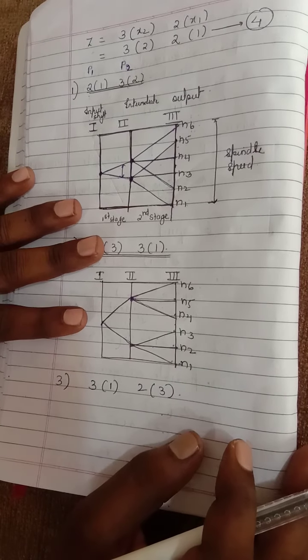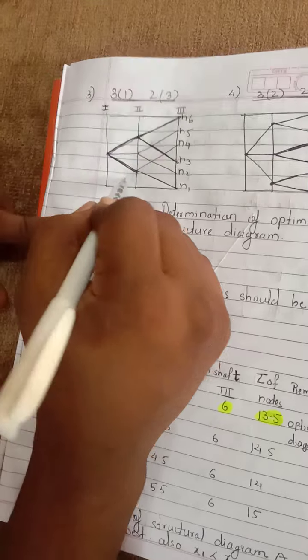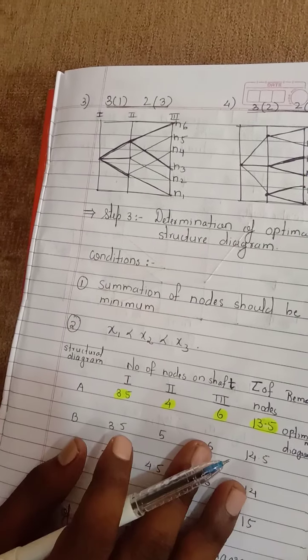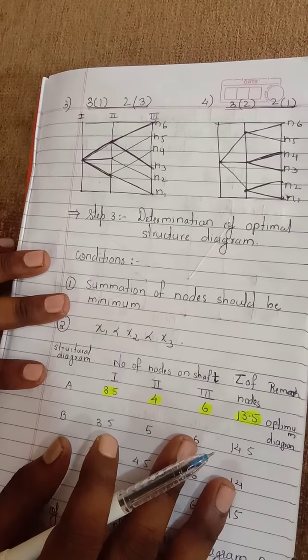So I have shown you 2 possible arrangements. Next is the third arrangement and the fourth arrangement. So likewise there are 4 arrangements.